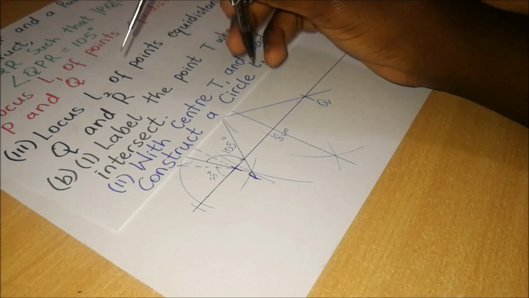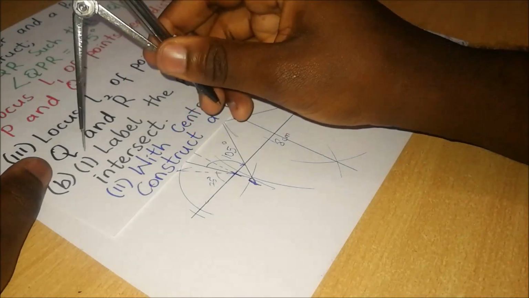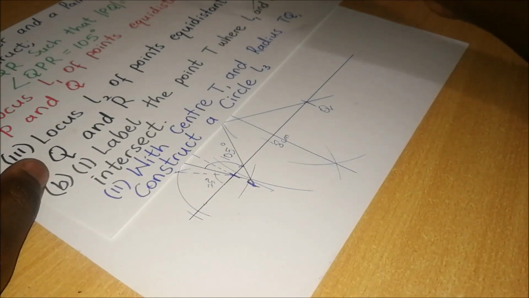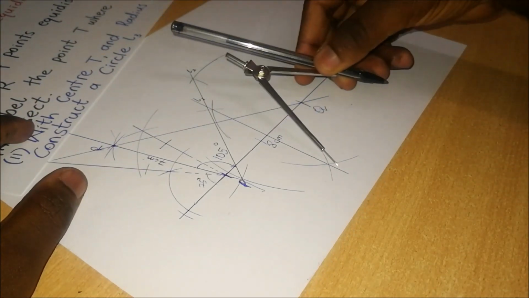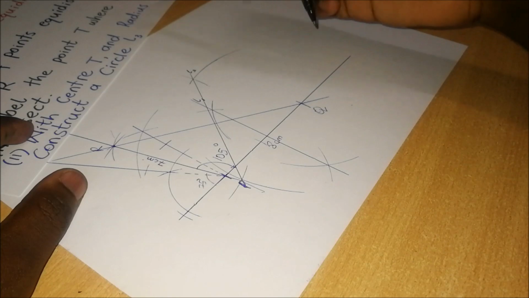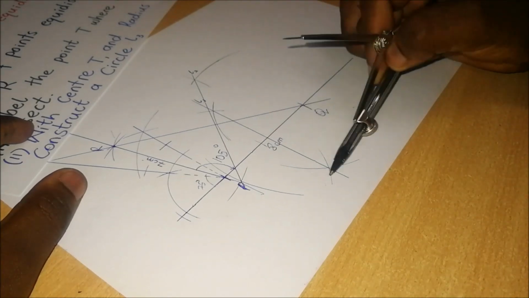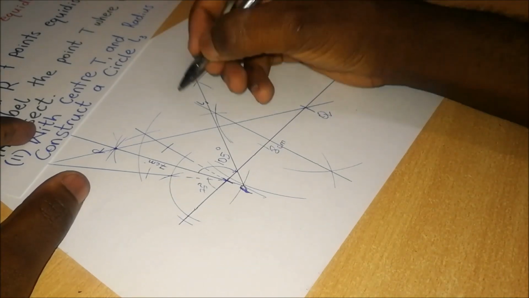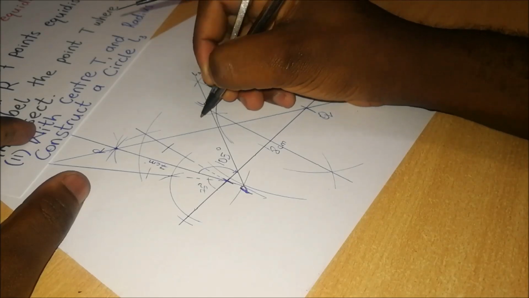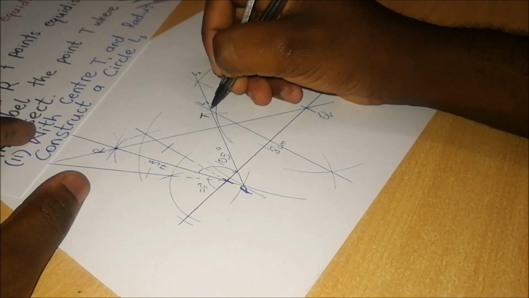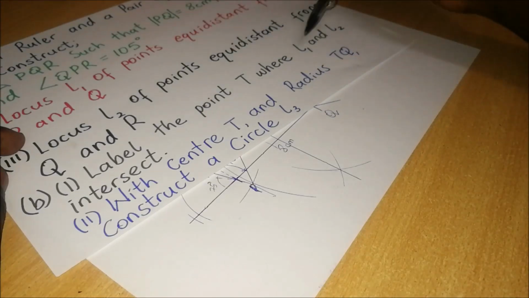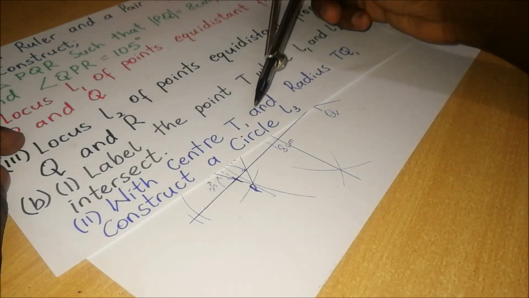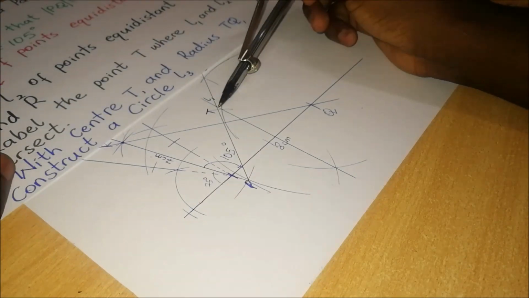Finished. So Roman 3, they are telling us to label the point T where L1 and L2 intersect. So this is line L1 and this is line L2. Where L1 and L2 are intersecting is what we are calling point T. Let me label it point T. It's right there. So that is T.